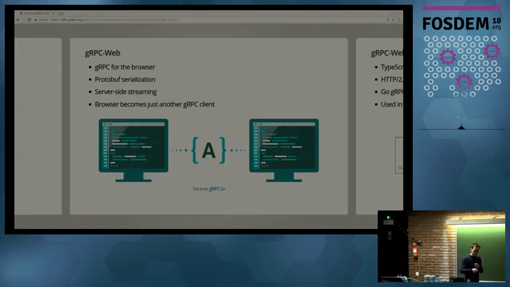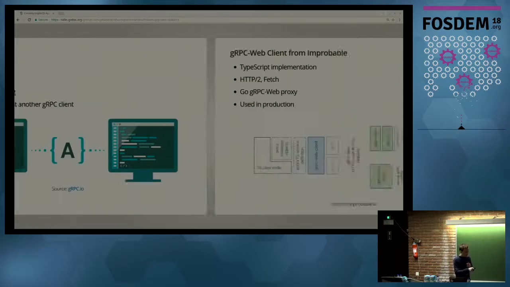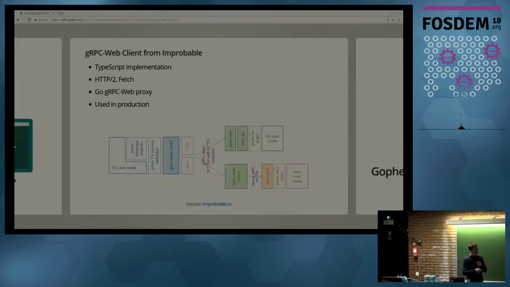But the idea is that the browser becomes just another gRPC client. And as I mentioned, the official implementation is not really ready for production use. However, there is another implementation written by a British company called Improbable, which is written in TypeScript. It uses HTTP2 and transparently downgrades to HTTP1. It also uses the Fetch API and transparently downgrades to XHR for browser support. It also comes with a Go proxy package and a binary, depending on what you want to use it for.